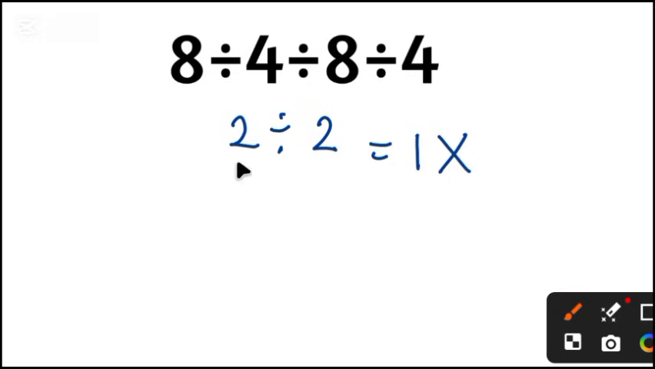because we have division here, we have division here, we have division here. This means that we do this division first and we do this one before we do this last division. So 8 divided by 4 will give us 2.